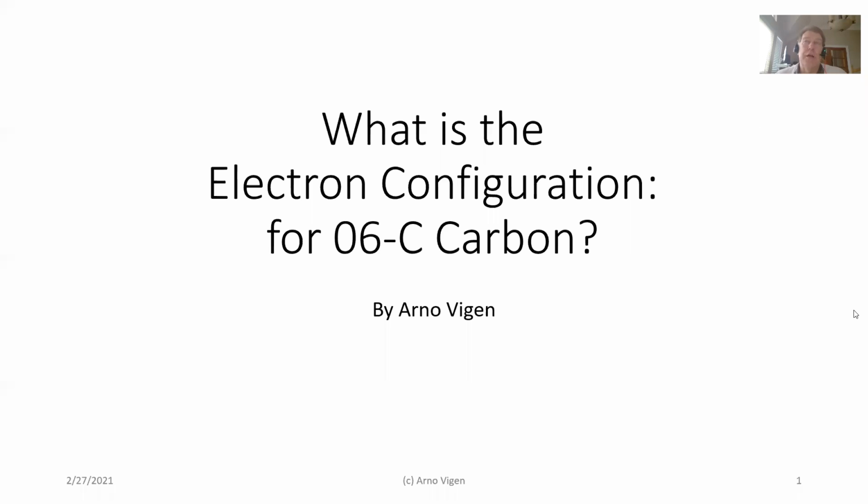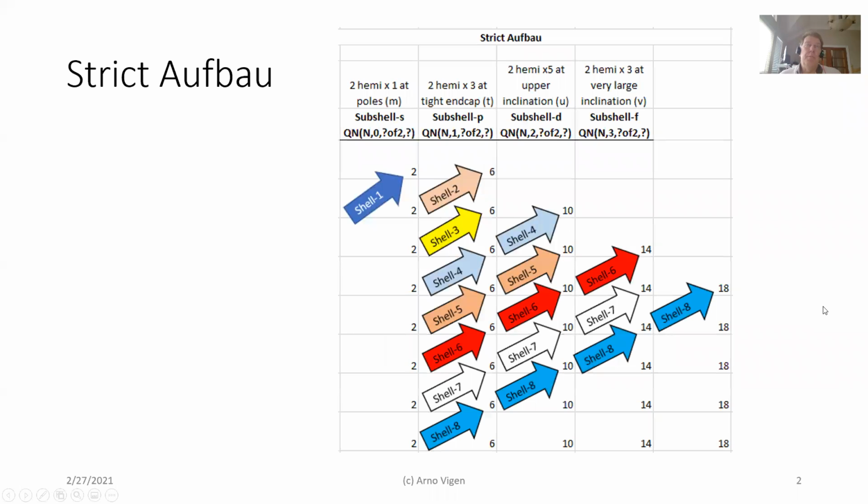What is the electron configuration for Z equals 6, carbon, symbol C? Now, most of the time we think of electron configurations based upon the structure that's been here for a few centuries called strict Aufbau. Aufbau being the German word for building up, or filling order.